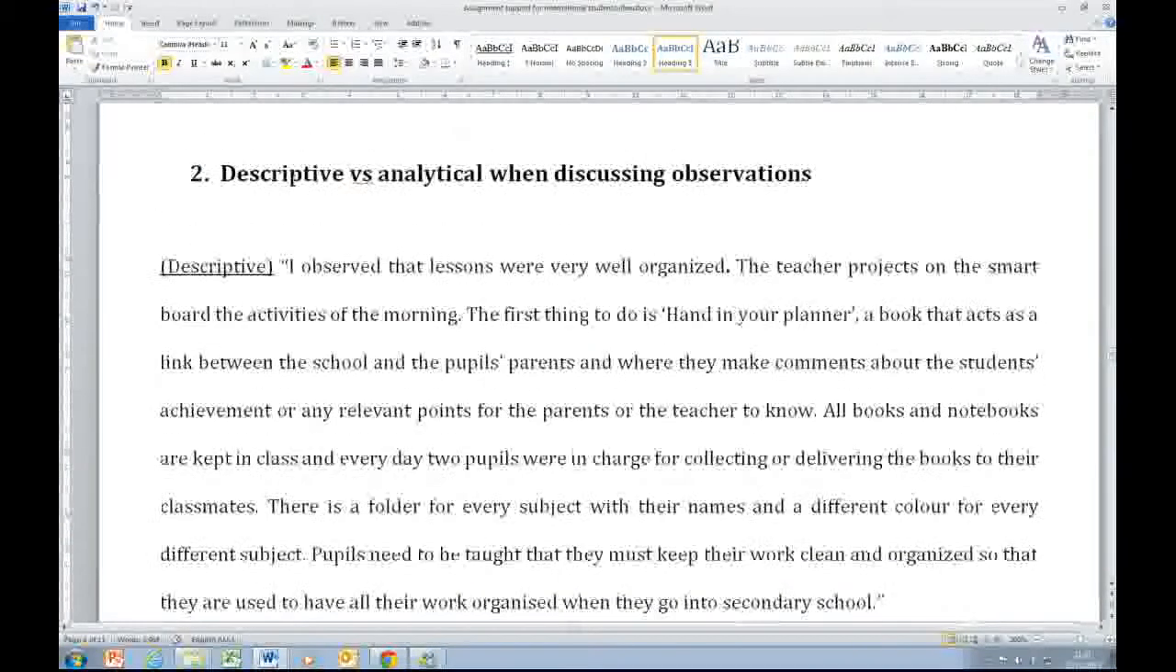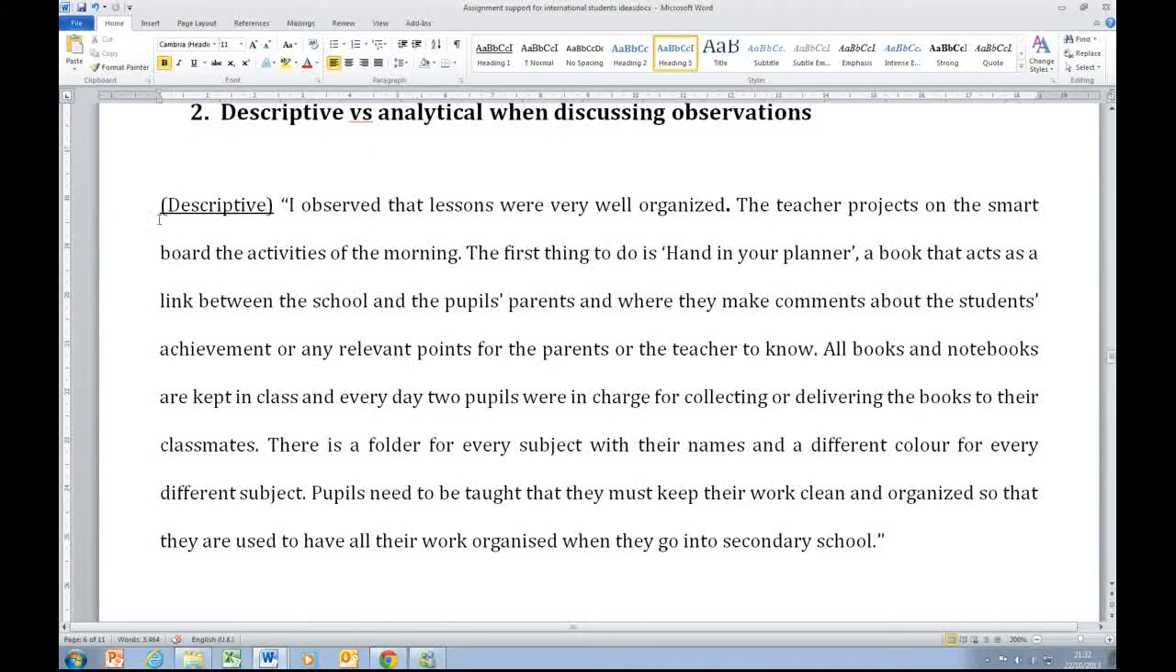Now, something that is also important is that you become analytical and not so much descriptive when discussing observations. And this is difficult. It's a difficult balance to get right, because you will often be asked to refer to observations and to describe what you have learned from those observations. But there is a balance to be had there.